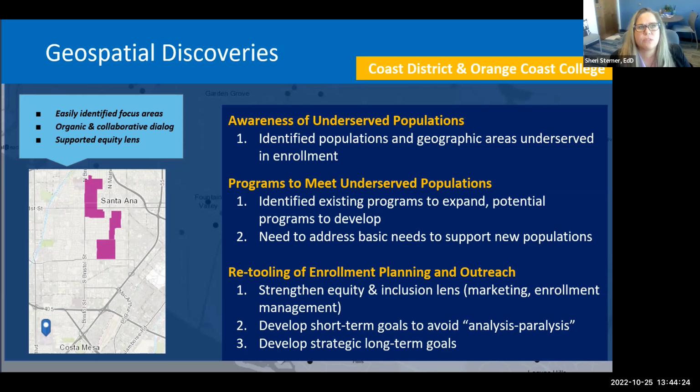Really looking at certain populations in our enrollment management. Are we meeting those population needs? Are we not? Back to Stephanie's conversation about, are there different programs that we need to engage and meet our community needs? We also developed out of this both short-term goals and long-term goals. I think a lot of times, at least at my institution, we want to create these robust long-term goals where we are going to solve every problem.